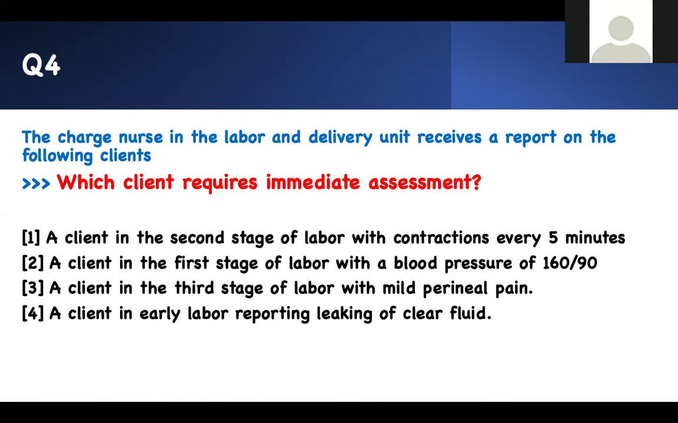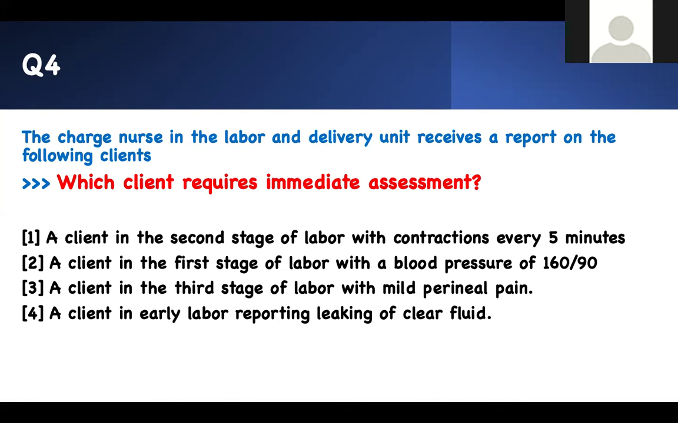Think about it. Bring your OB content. Figure out what is going on. It's prioritization. Who needs to be seen first? Number 4 is not an expected finding: you broke your membranes. Well, we can check and make sure you truly have a membrane rupture.